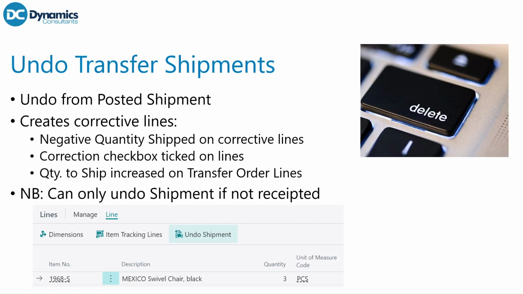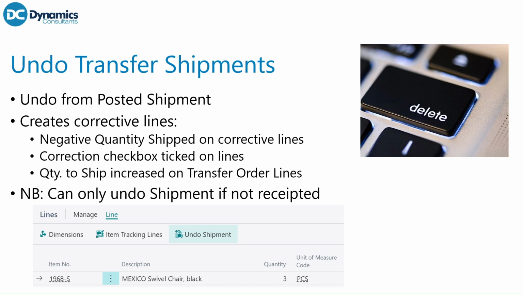The new undo transfer shipments feature allows you to, unsurprisingly, undo a shipment from a transfer order. But it's worth noting you can only undo the shipment if you haven't yet received those goods that you've shipped. So obviously a transfer order has two parts. You ship the goods first of all, then you receive them into your next location. So you can only undo it if you've not yet received it.